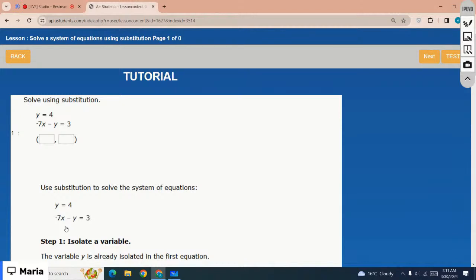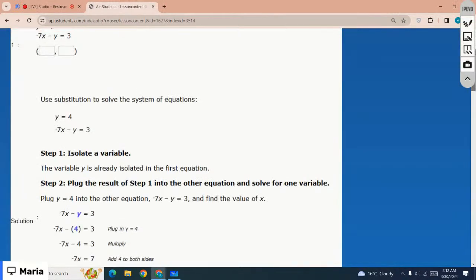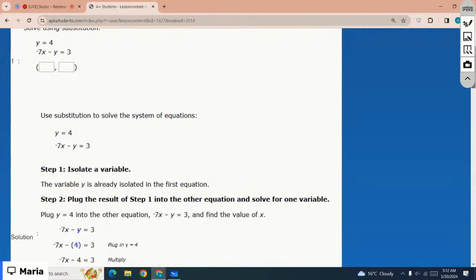So let's just start with the first example. Substitution method means you have to isolate a variable and then substitute the value. From one of the equations you need to isolate the value of a variable, then you have to substitute it in the other equation, right? So here you are given the equations. The first one is y equals 4 and the second equation is negative 7x minus y equals 3, right?